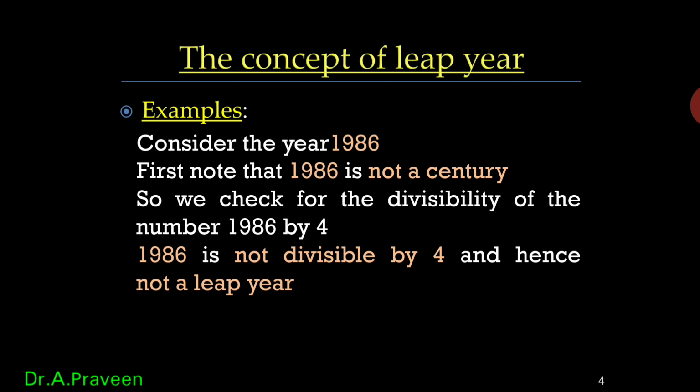To check whether a number is divisible by 4 or not, it is enough if we check whether the last two digits are divisible by 4 or not. For example, in 1986, the last two digits are 86. We find that 86 is not divisible by 4. Hence, we can say that the entire number 1986 is not divisible by 4.